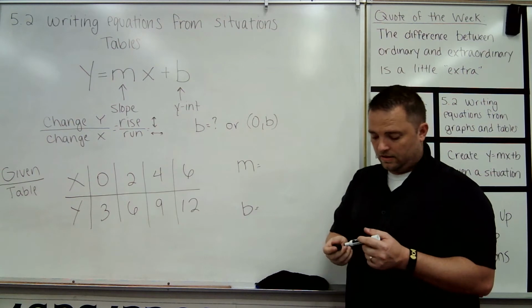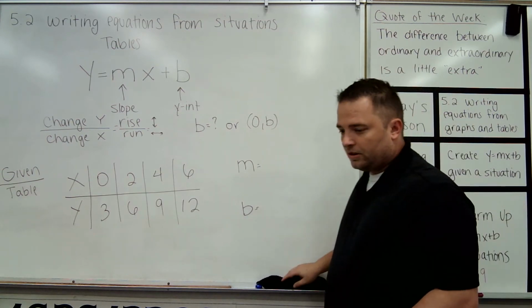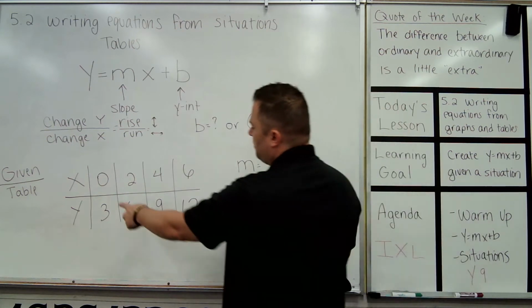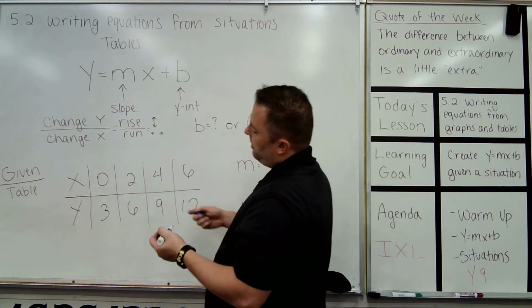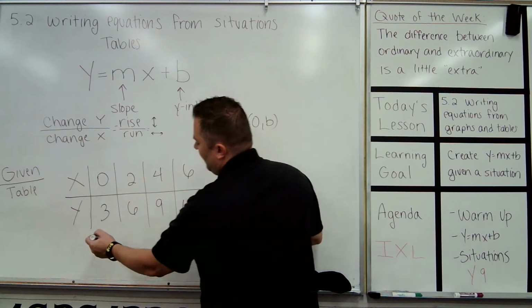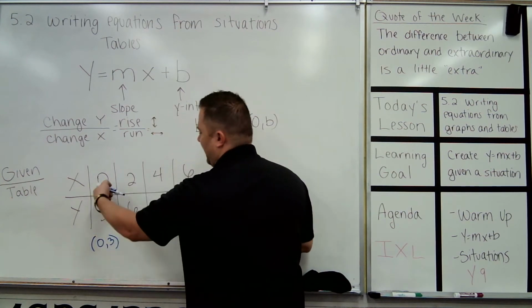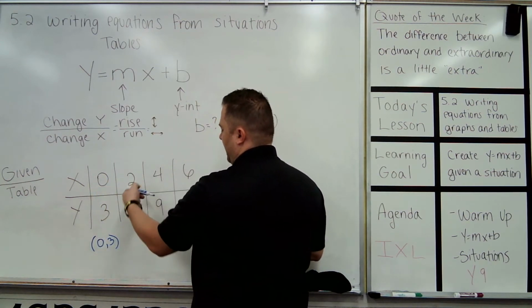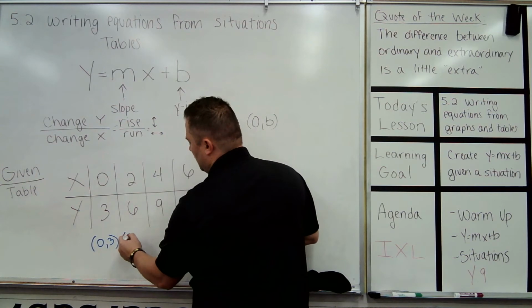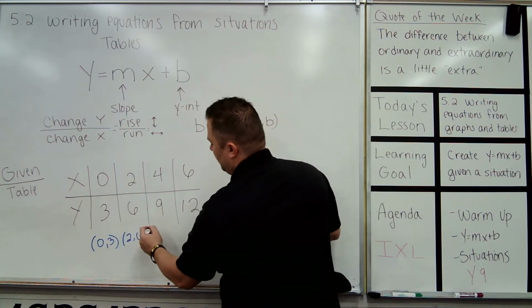Now, I really want to stress what we're looking at. If I'm looking at the numbers in this table, remember, these are comparing two numbers together, meaning an x and a y. I have to think of this as 0, comma 3. When x is 0, y is 3. When x is 2, y is 6. These are coordinates that I can graph on a coordinate plane.